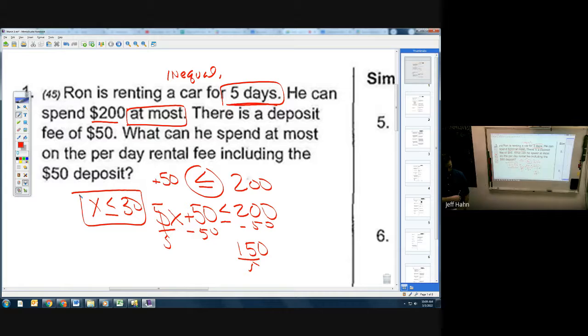I got the answer right, but I didn't do all that. You don't have to. 200 minus 50, and then I divided by 5. Well, you don't need to write that down if you can do that, but as long as you can do that for every problem, you're okay.